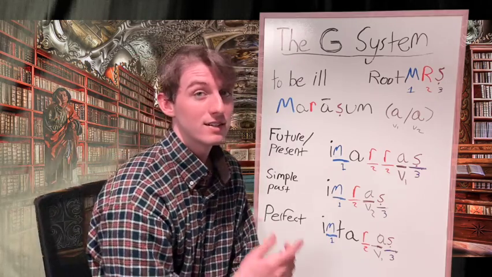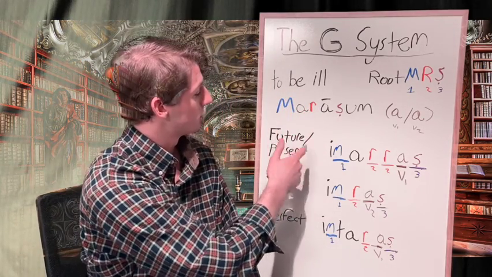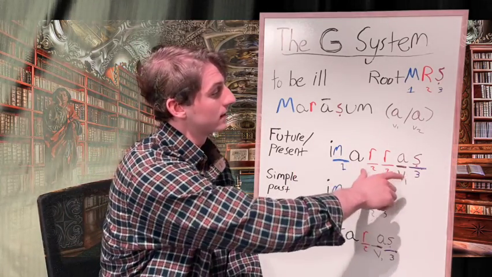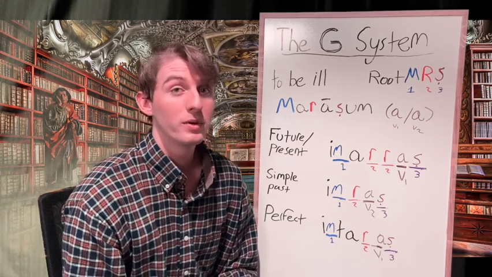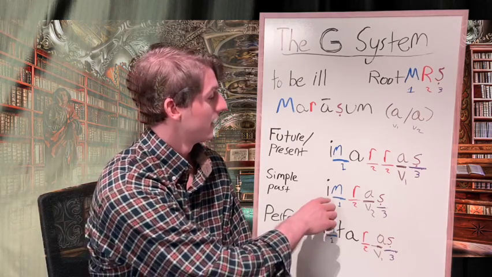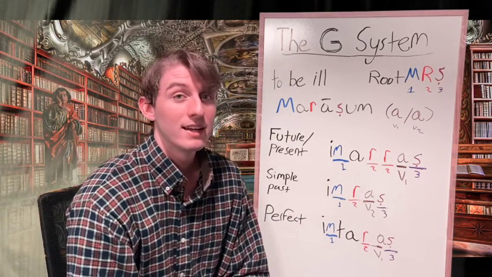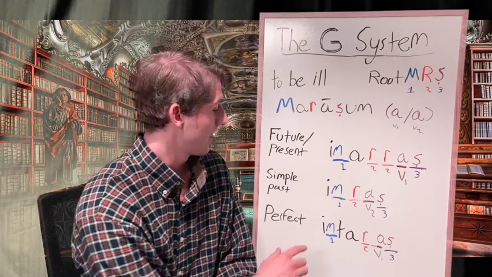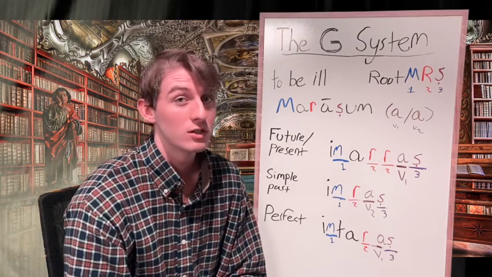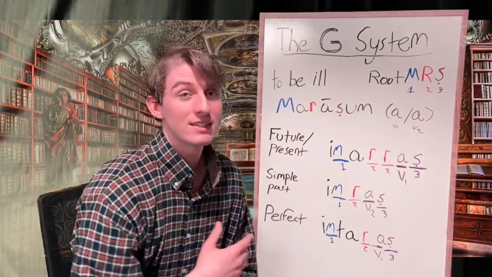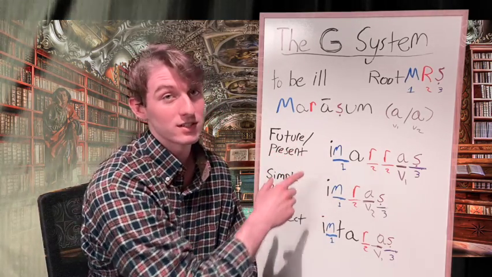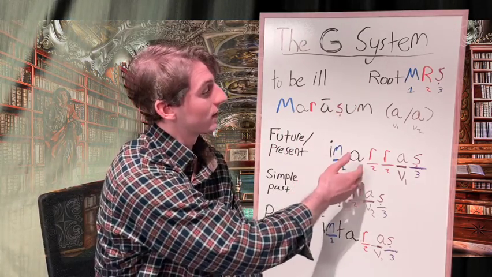So let's translate to see how a verb of being would fit into the future present, simple past, and perfect systems. So we would translate imarats as he, she, or it will become ill, or he, she, or it is ill in the present tense. Imrats, we would translate as he, she, or it was ill, and imtarats, we would translate as he, she, or it has been ill. So as you can see, with the verb of being, we get slightly different translations, but they follow the same patterns and they follow the same tenses in the G system, just putting the different root letters into their various positions.